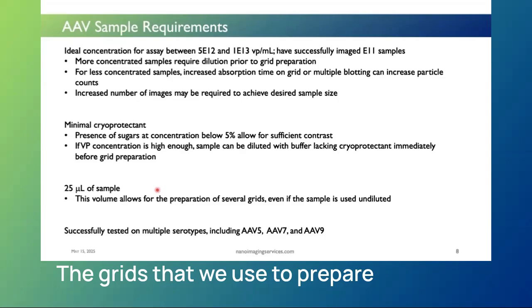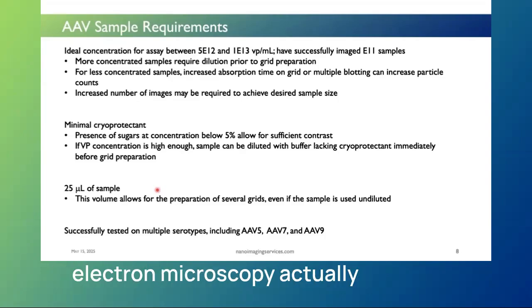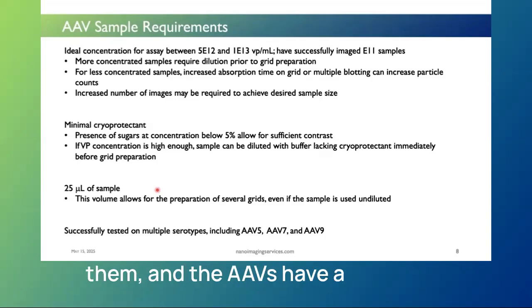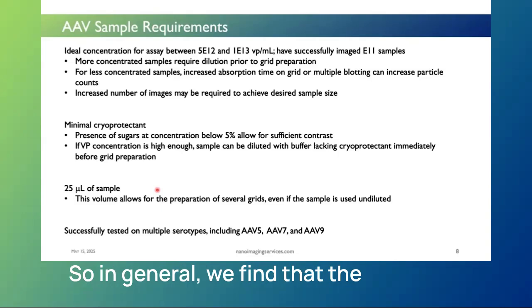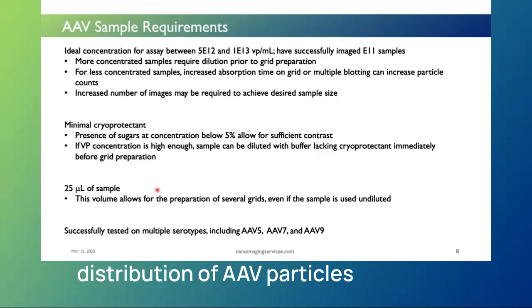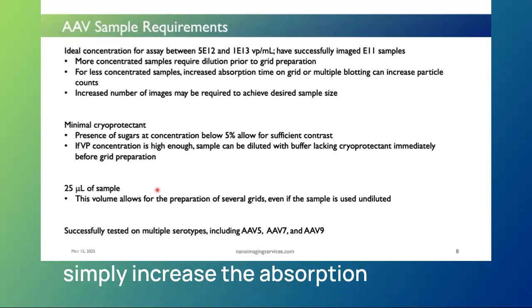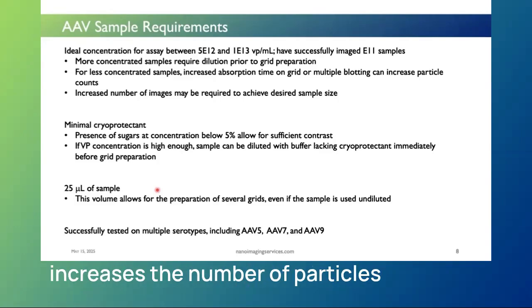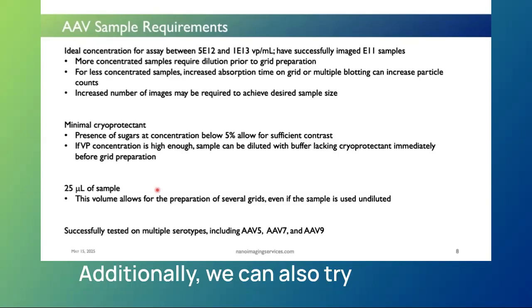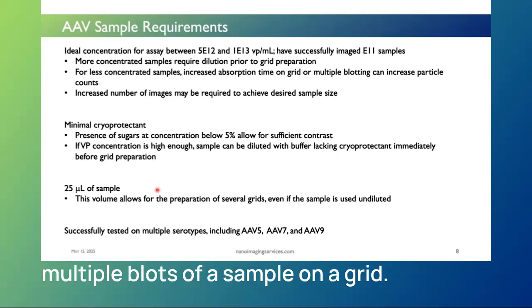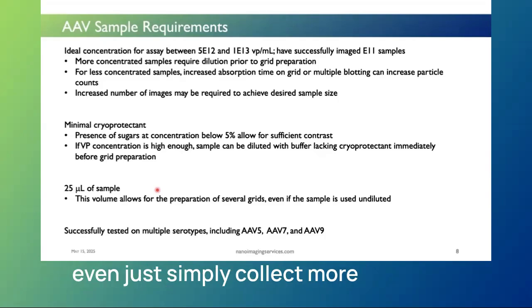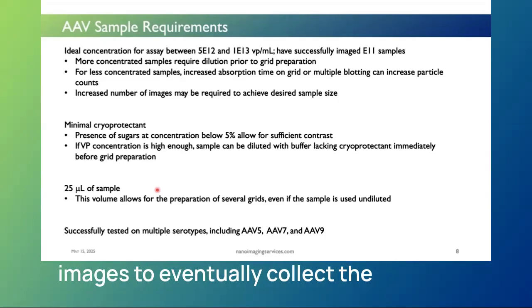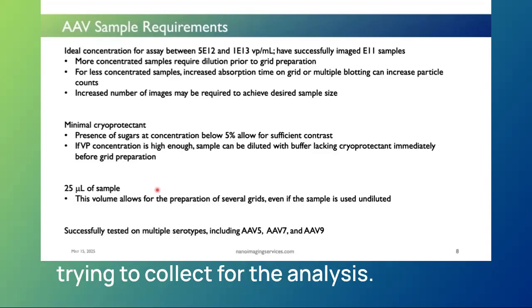The grids that we use to prepare AAV samples for cryo transmission electron microscopy do have a thin continuous layer of carbon on top of them, and the AAVs have a high affinity for this carbon. So in general, we find that the presence of this carbon layer yields a nice even random distribution of AAV particles in any given field of view. But it also means that we can simply increase the absorption time that the sample is allowed to sit on the grid, and that increases the number of particles that adhere to the carbon layer. Additionally, we can also try multiple blots of a sample on a grid. And finally, if necessary, we can simply collect more images to eventually collect the number of particles that we're trying to collect for the analysis.